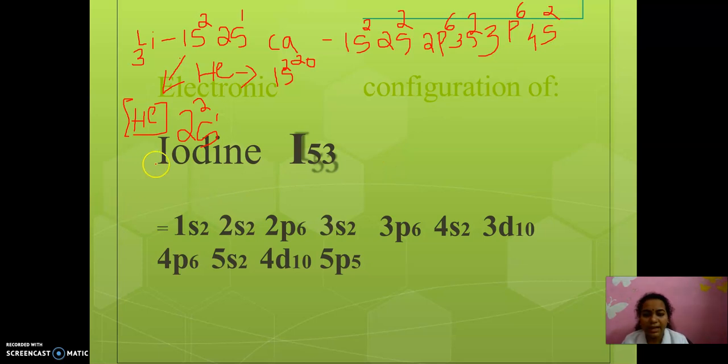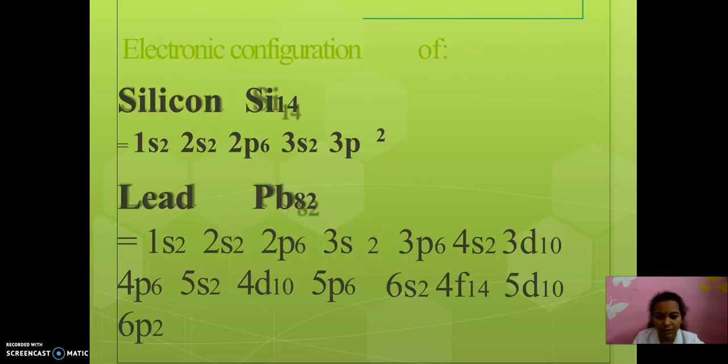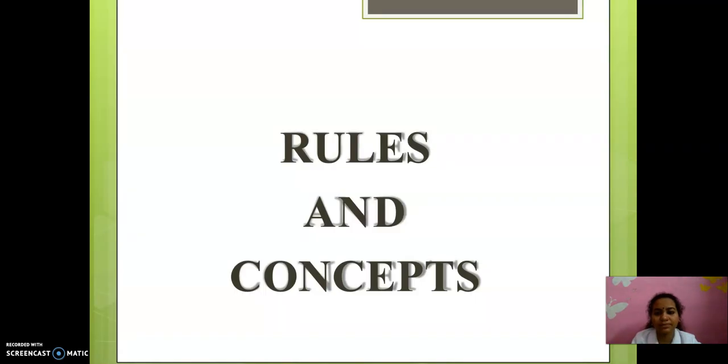And here you can see iodine's configuration. 1s2, 2s2, 2p6, 3s2, 3p6, 4s2. After 4s only 3d comes, then 4p6, 5s2, 4d10, 5p5. We have to arrange the electrons in the increasing order of energy level. Okay. Here you can see another example.